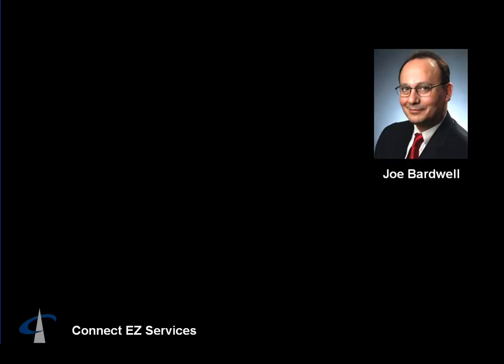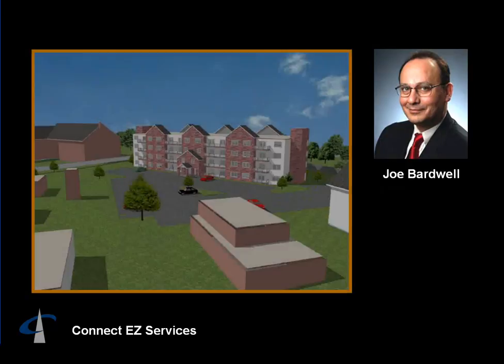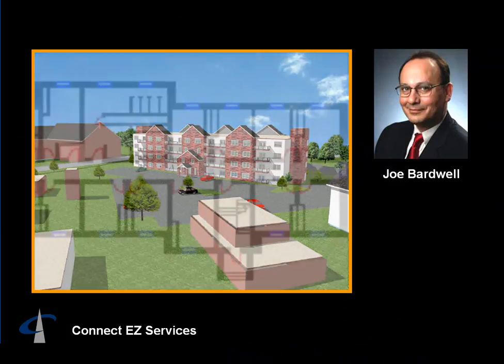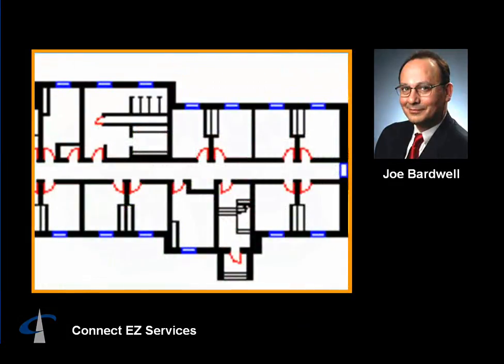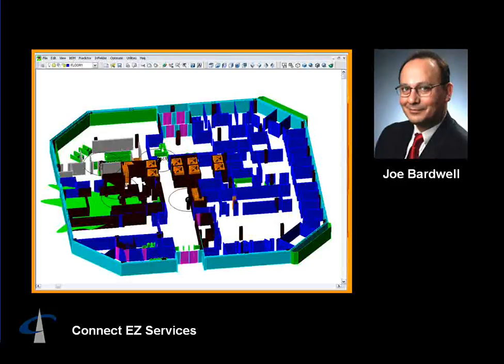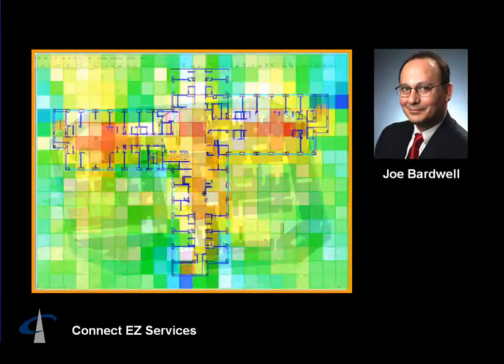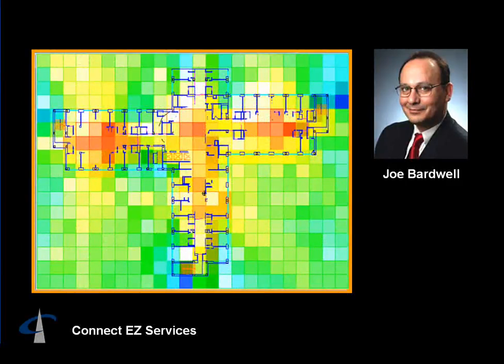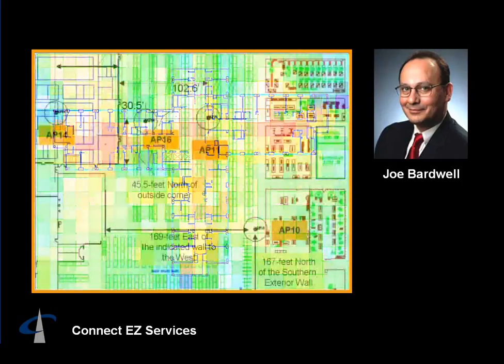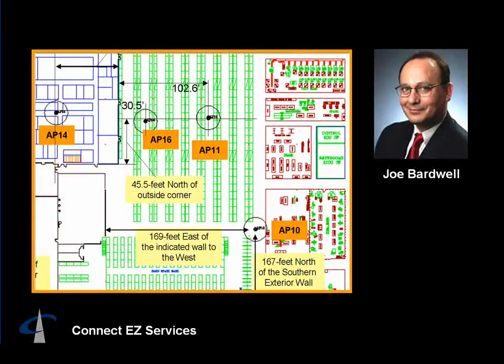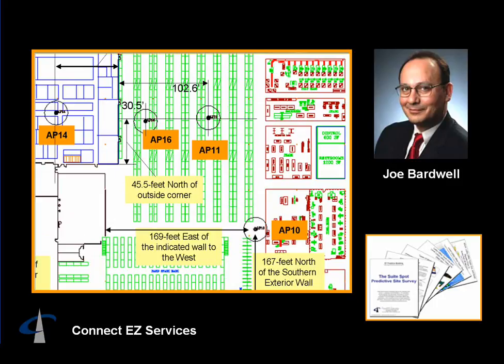In this demonstration, we'll see how an RF CAD designer evaluates a facility and formats AutoCAD drawings to create a three-dimensional model. Into this model, access points and obstructions like freestanding inventory are placed. Then, an accurate RF coverage map is generated. Finally, a set of installer's working plans is created. Everything is detailed in a report that we call the Sweet Spot Predictive Site Survey.